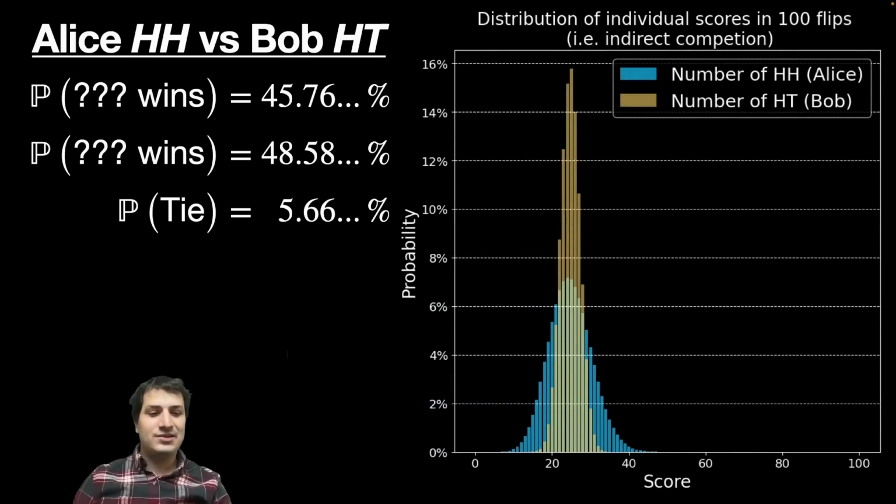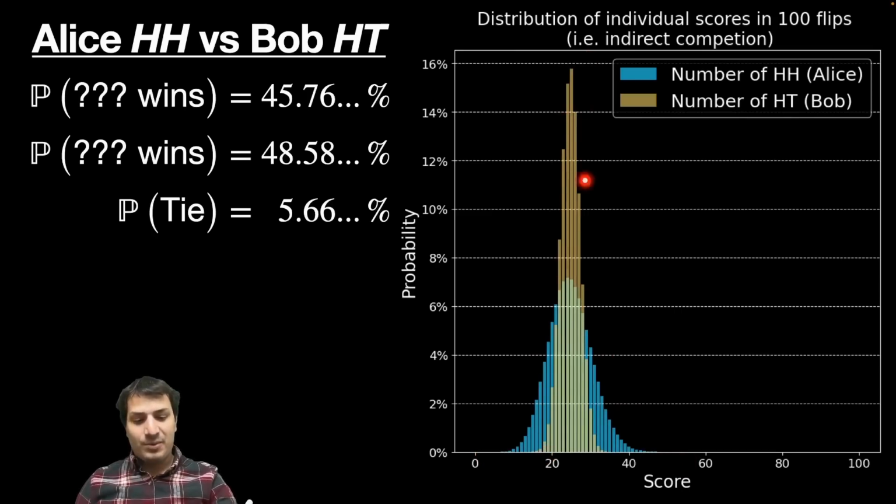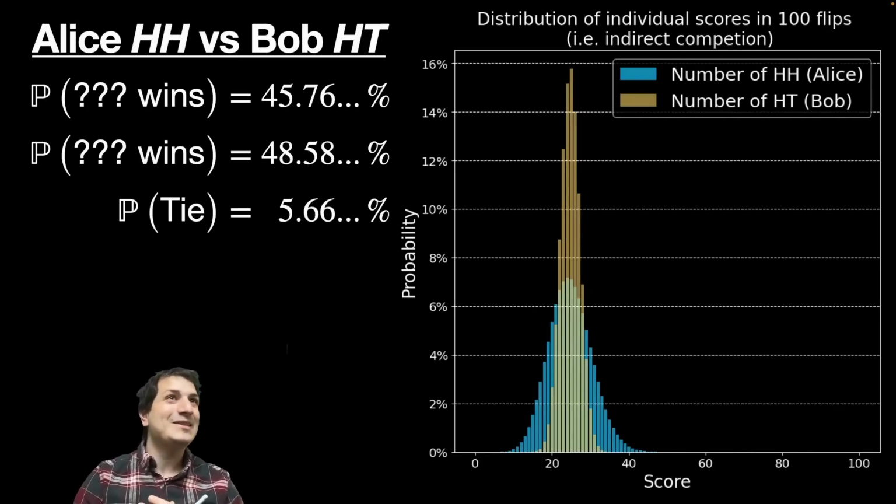So because Alice is going for heads heads, and she can get a long sequence of heads in a row, Alice can score a lot of points. Alice's distribution is quite spread out here. That's this distribution in blue. And Bob, on the other hand, is more narrow. So the variance of Bob is much less than the variance of Alice. And people were arguing about this. What does that mean? Who is more likely to win based on this?